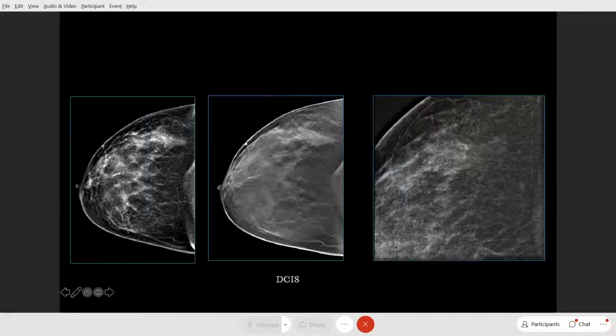Remember, this is a 32-year-old lady. So if you are not aware of this entity and do a careful targeted ultrasound, we are going to totally miss this lesion because we may not even ask for a mammogram in this age group.